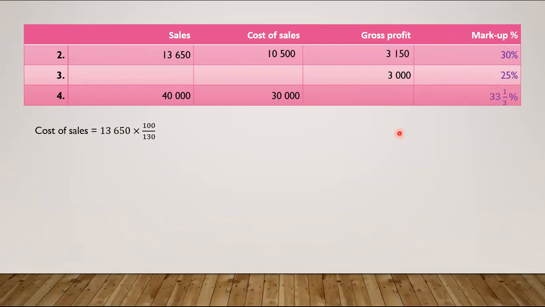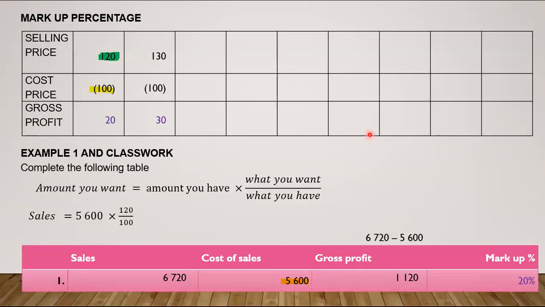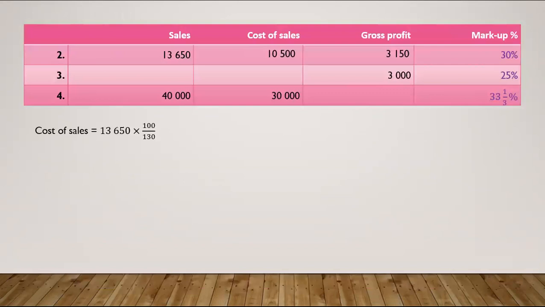For number 3, I am given gross profit, which is 3,000, and I am given the markup percentage of 25%. Let me complete my percentage table. Cost of sales is at 100. Markup percentage is 25, and my sales value will be 125, which is 100% plus the 25. For number 3, I am, however, given the gross profit, which is 3,000.